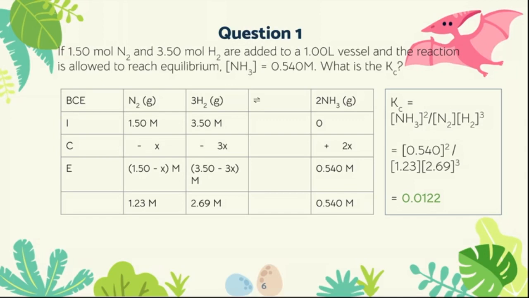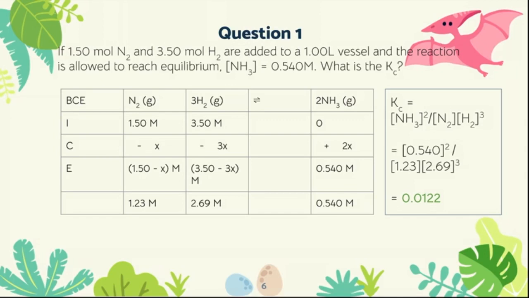From that last piece of information, we know that 0 plus 2x, I plus C is equal to E. So 0 plus 2x is equal to 0.540 moles per liter. If 2x is 0.540, then x is equal to 0.270 moles per liter. Now that we know what x is, we can substitute that in the E rows for N2 and H2. So 1.50 minus 0.270 is equal to 1.23 with 3 significant figures. For H2, it would be 3.50 minus 3 times 0.270, which is 2.69 moles per liter.